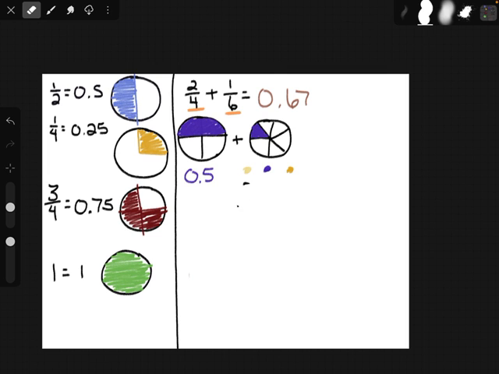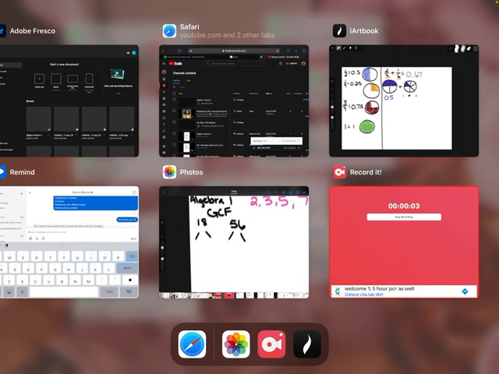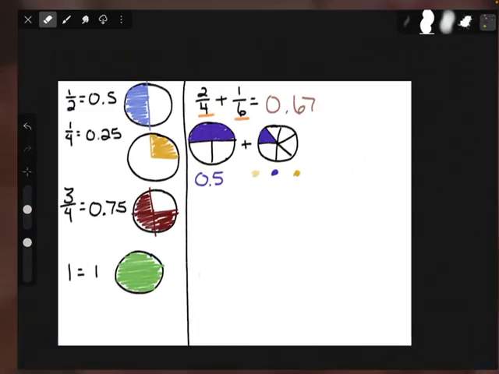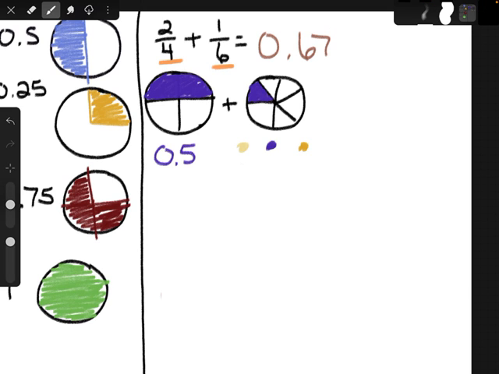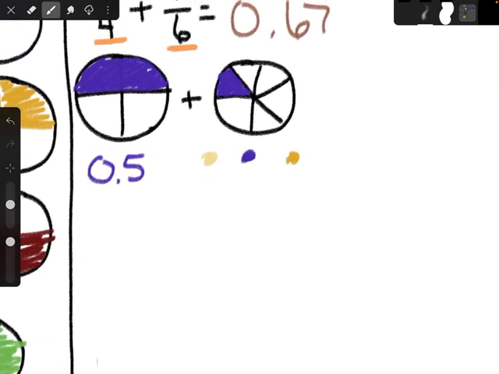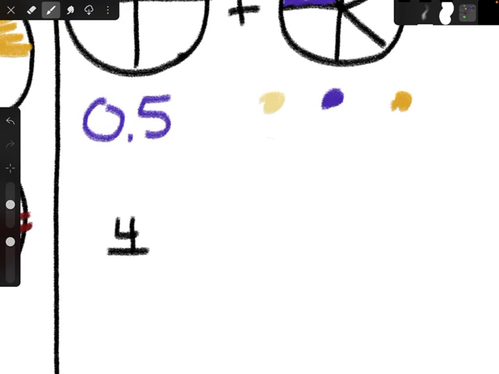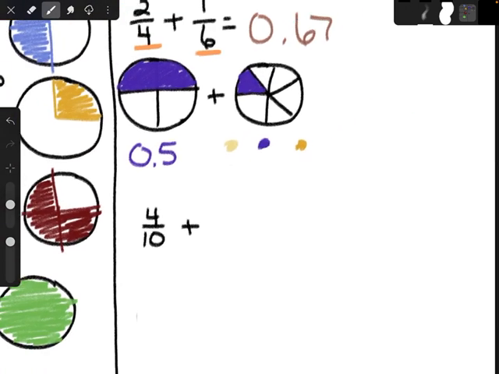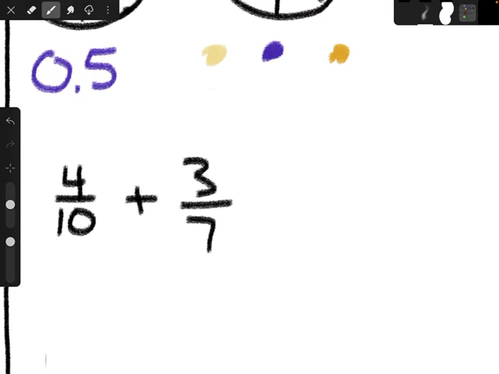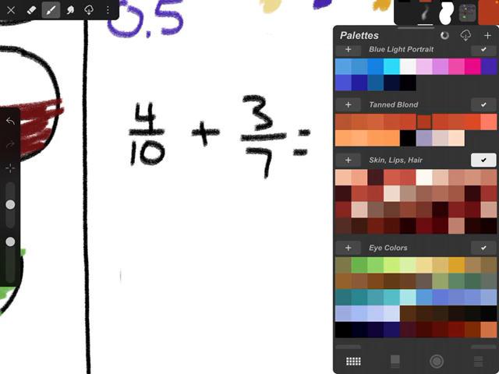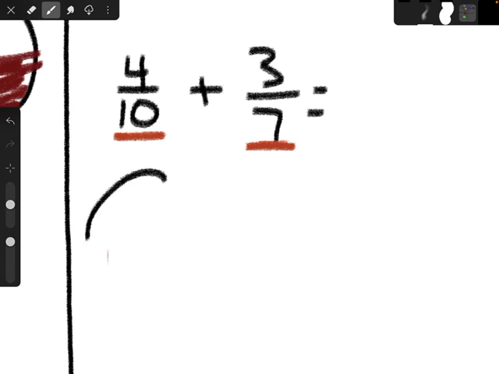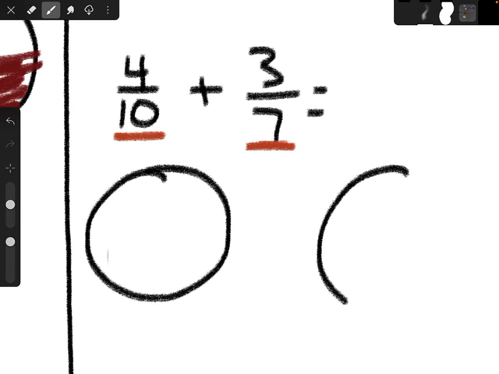Real quick. Let me check my time. Okay, we're good. So let's say we have 4/10. That's going to be a hard pie to make. And we have 3/7. Alright, let's do that. So how many slices are we going to have in the pie? Yes, 10 there, 7 here.